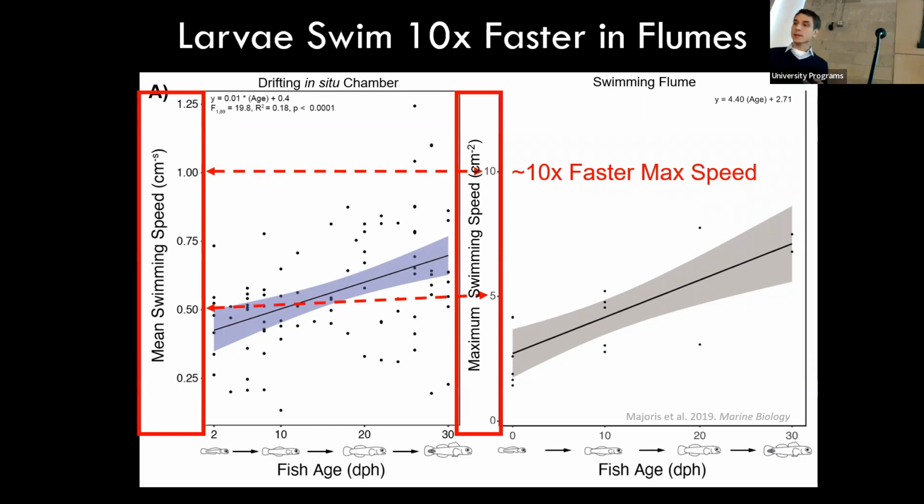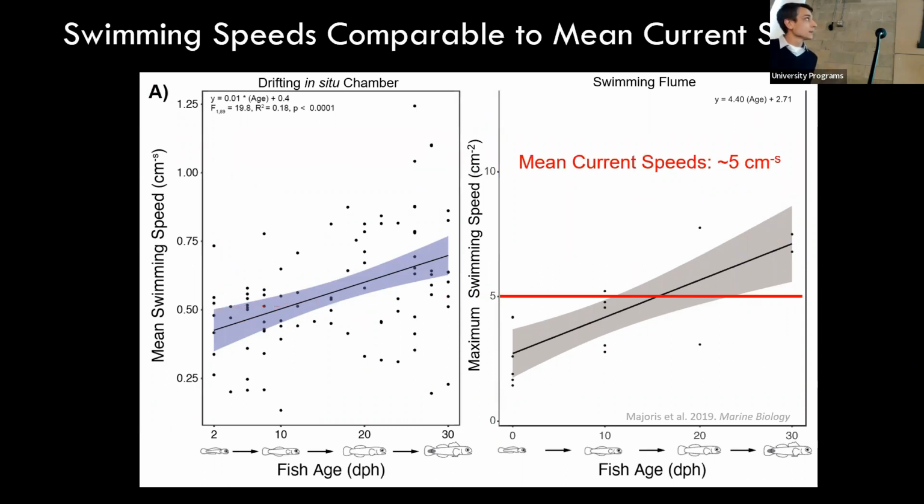And so what I found is here I'm comparing swimming speeds measured in the disc to those measured in a swimming flume. And we can see a similar pattern throughout development. The swimming abilities are increasing throughout development. But we'll notice that in the swimming flume, the larvae can swim at about 10 times faster speeds than they're naturally swimming in the disc. So they have much greater swimming abilities than we're seeing when they're out in the disc. And about halfway through development, they're reaching speeds that exceed the mean current speeds that we measured in the study area. So they're able to swim faster than the mean currents.